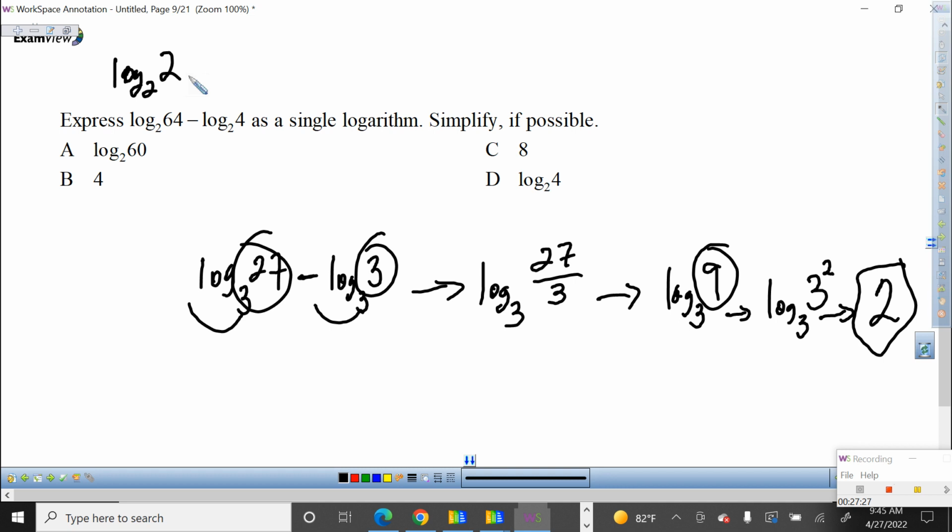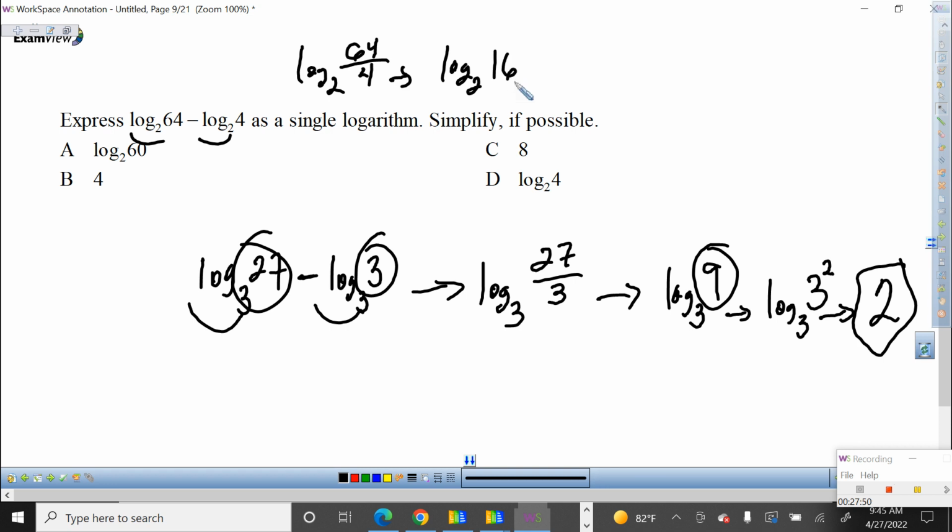Two to the what gives us 64? Oh, my bad. Do they have the same base? Yes, so it's log base 2. And what happens to those two numbers? 64 divided by 4. Is that correct? So this becomes log base 2. What is 64 divided by 4? 16. Log base 2. How do we write 16 in base 2? 2 times 2, 4 times 2, 8 times 2, 16. So that's to the 4th. So what is the answer? Same base. Answer is 4.